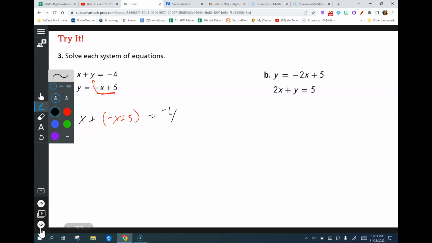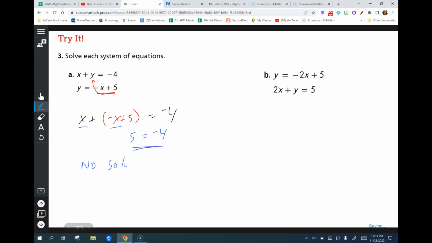I now have two variables, so I'm going to continue and solve. I combine like terms. Look, x and negative x eliminate. So they add to 0. So I get 5 equals negative 4. Does 5 equal negative 4? No, it does not. And whenever it doesn't equal, we know this is no solution. Now think about that for a second. If I have a system of equations, I have two lines.